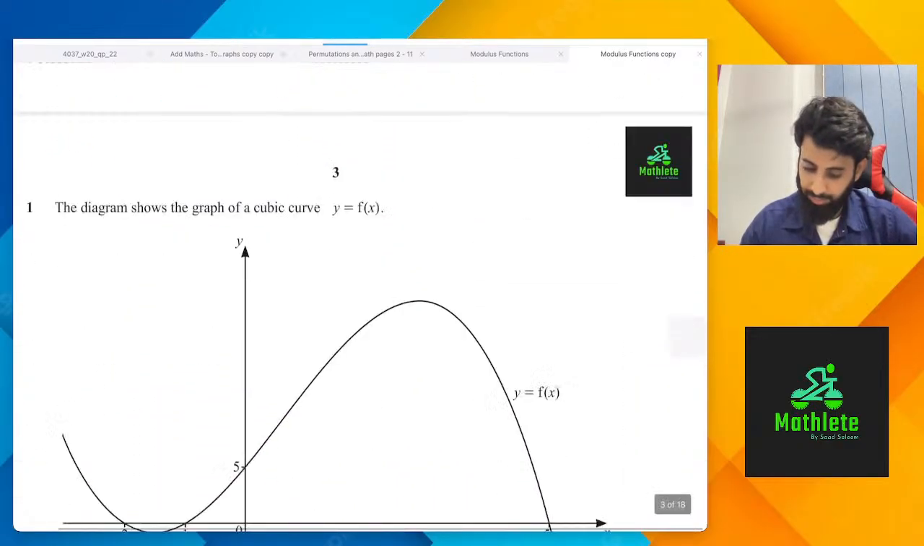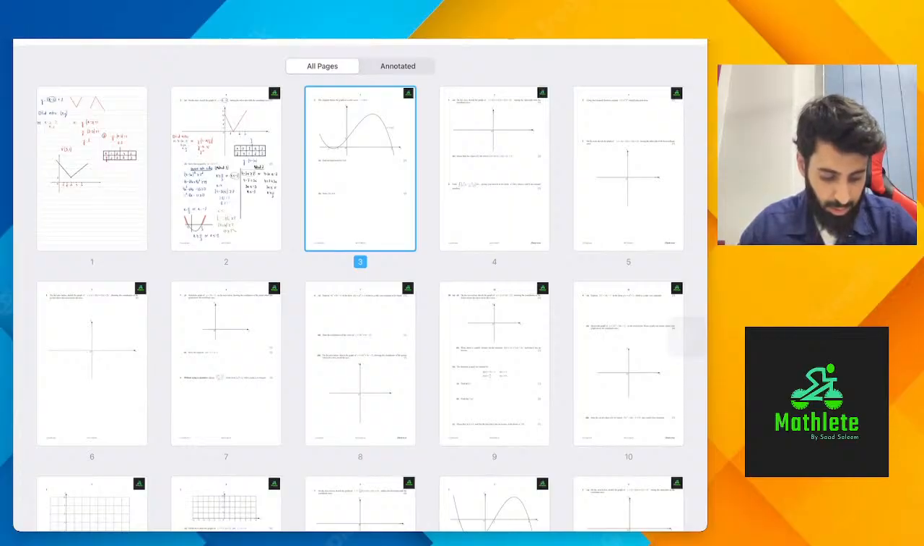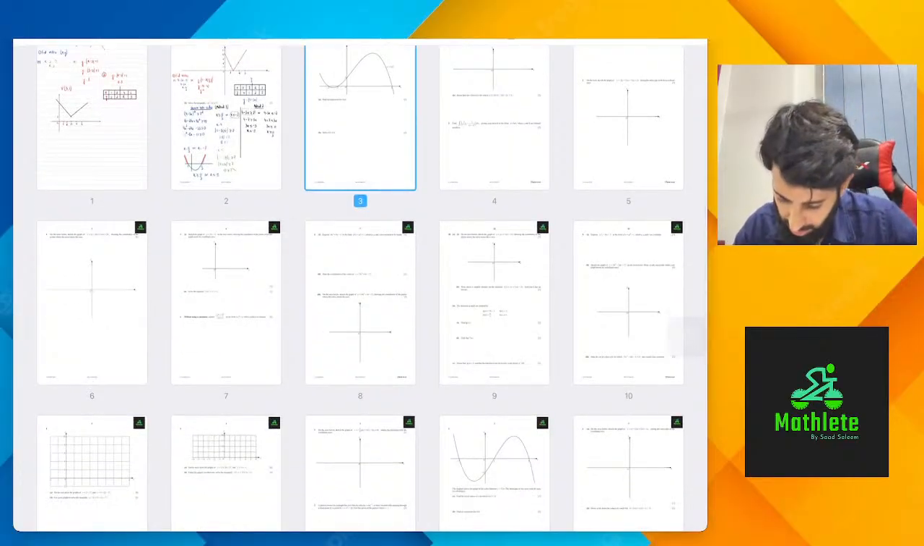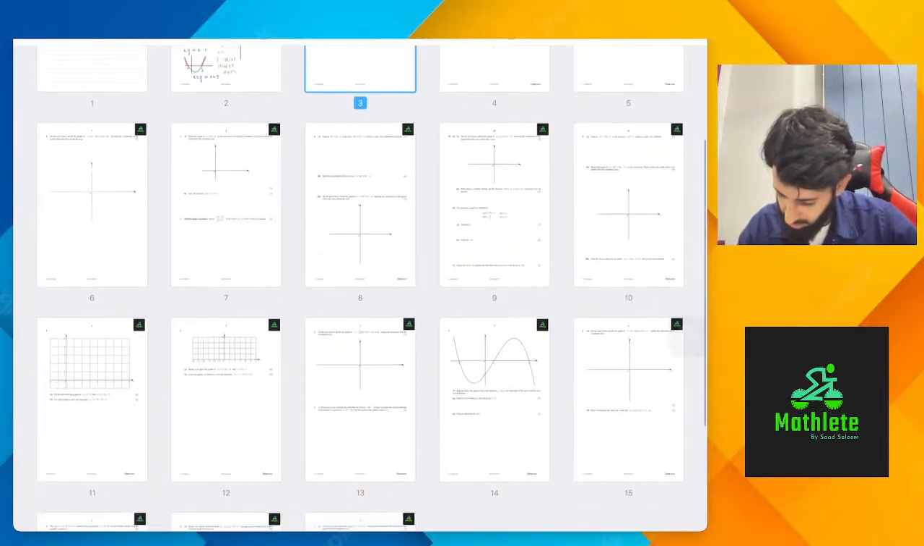Okay, moving on. Now before we do cubic curves, let's do a couple of examples of absolute graphs before we move on to cubic curves. What do you guys think?